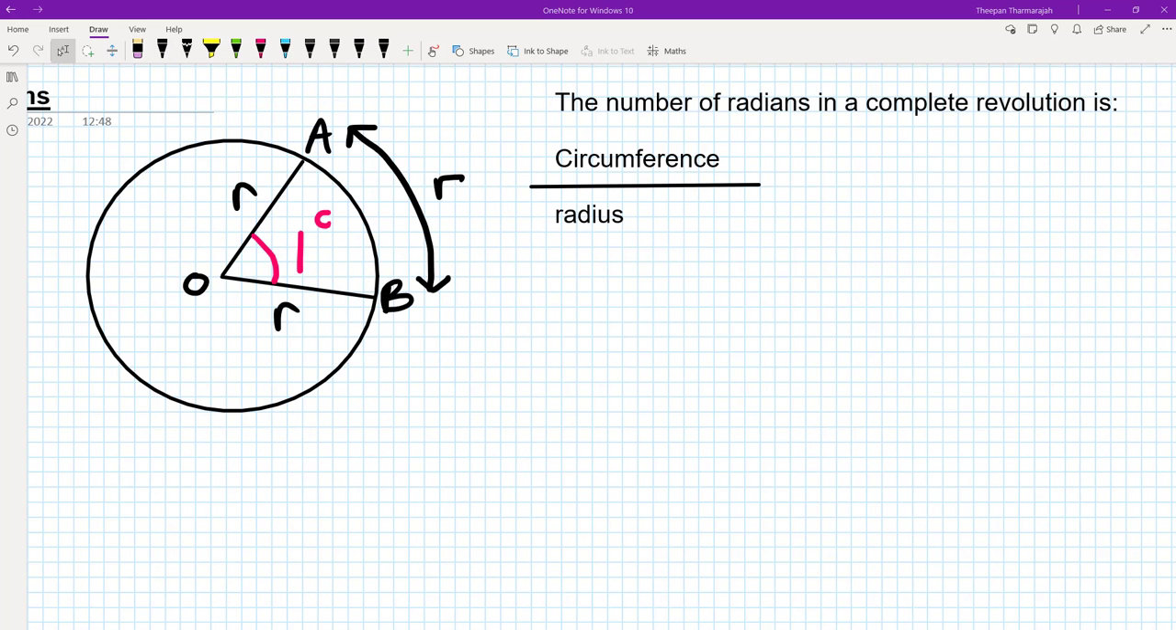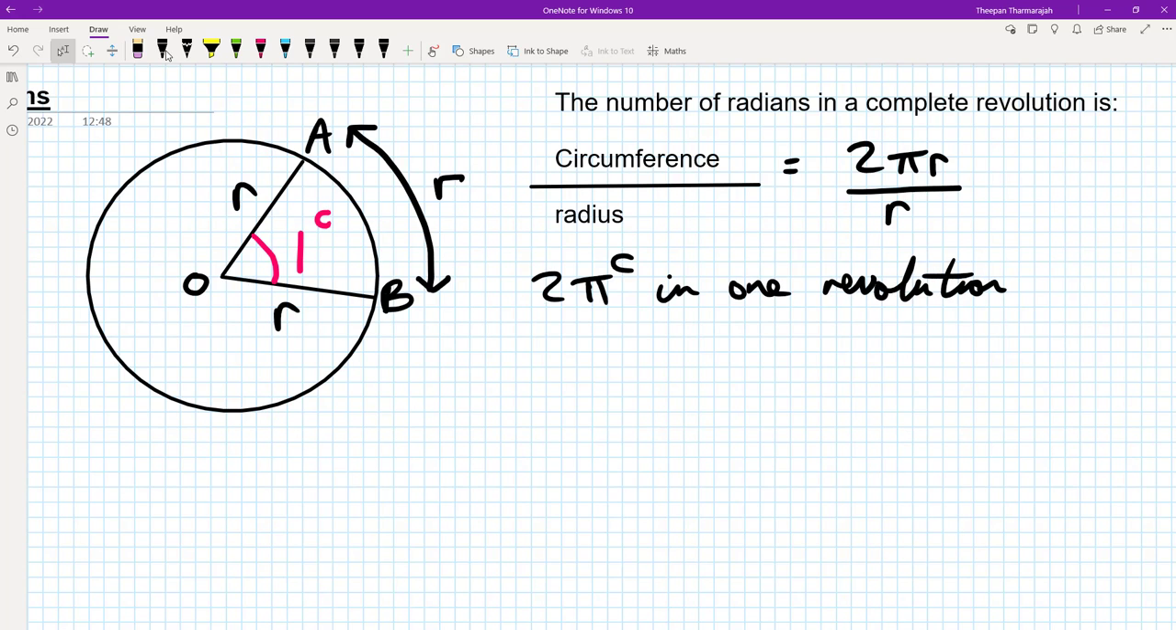Then we can say that the number of radians in a complete revolution is the circumference divided by its radius. So therefore we can now say that the circumference of a circle is, we know from GCSE, 2 pi r, and the radius of a circle is r. So what we end up with is that there are 2 pi radians in 1 revolution.